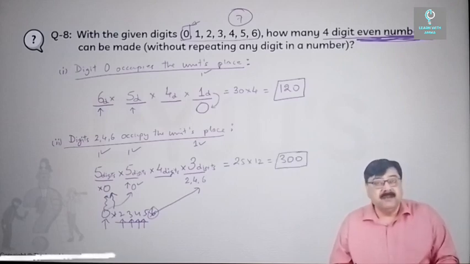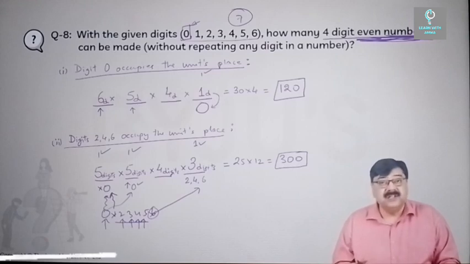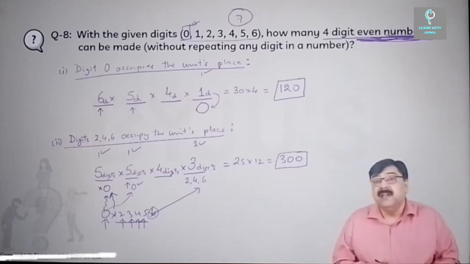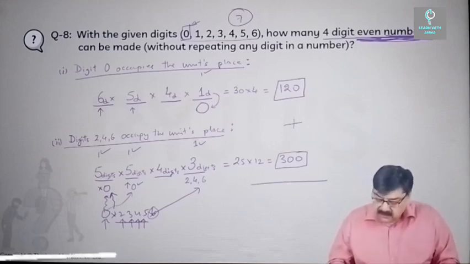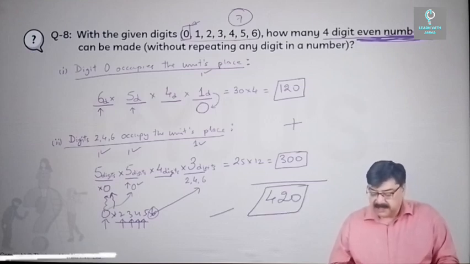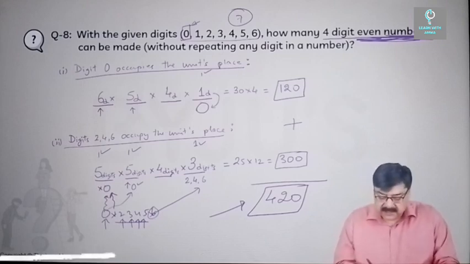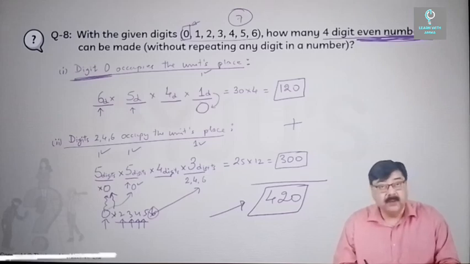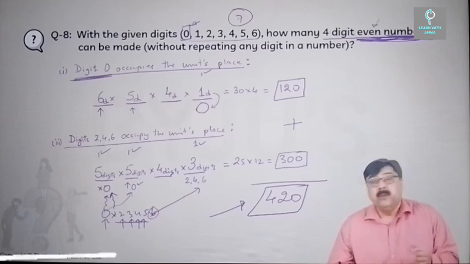Such 4-digit numbers can be formed from the given digits, which will be even numbers with either 2 or 4 or 6, but not 0 in the units place. So the total such even numbers that can be formed shall become 420. That is 120 plus 300. So once again, I'm just reminding you, be careful when digit 0 is given to you and a question is asked wherein even numbers or divisible by 5, where for 0 there would be a different calculation altogether.